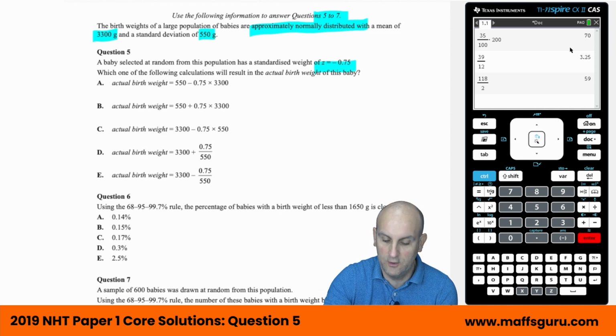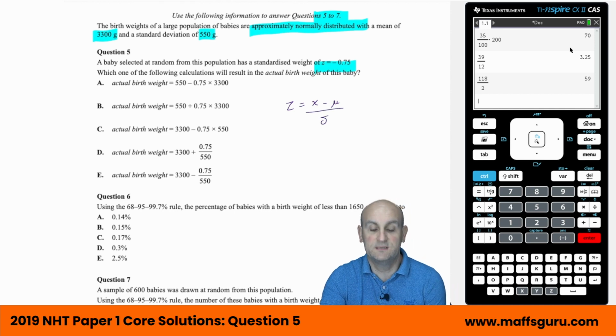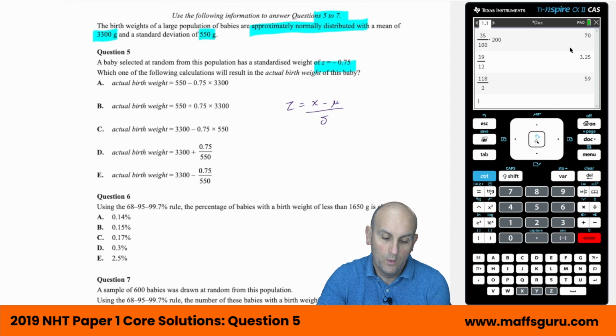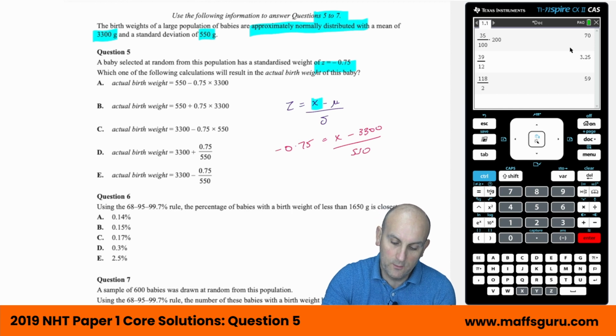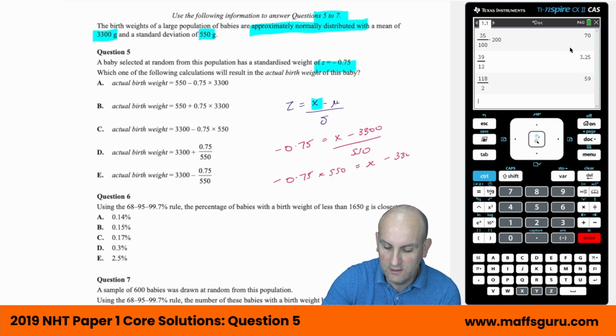Whenever they give me the Z score, I always write down Z is equal to X minus mu on sigma, right? Where mu is the mean and sigma is my standard deviation. Which of the following calculations will give the actual birth weight of the baby, right? So when we want the actual birth weight, we're looking for the value of X. They've given me Z as minus 0.75. We're trying to find X. Mu is the mean, 3300, and the standard deviation is 550. So what am I going to do? I'm going to now multiply both sides by 550: minus 0.75 times 550 is equal to X minus 3300.